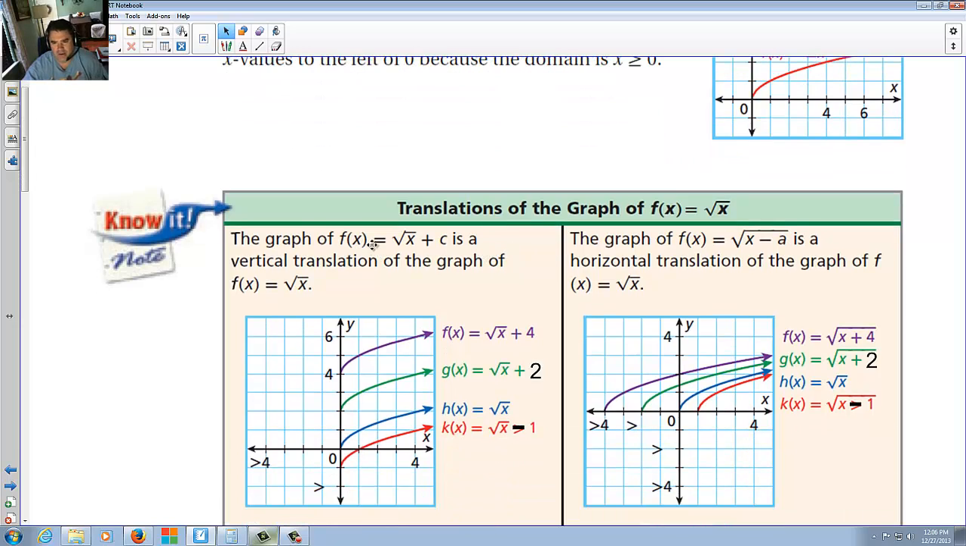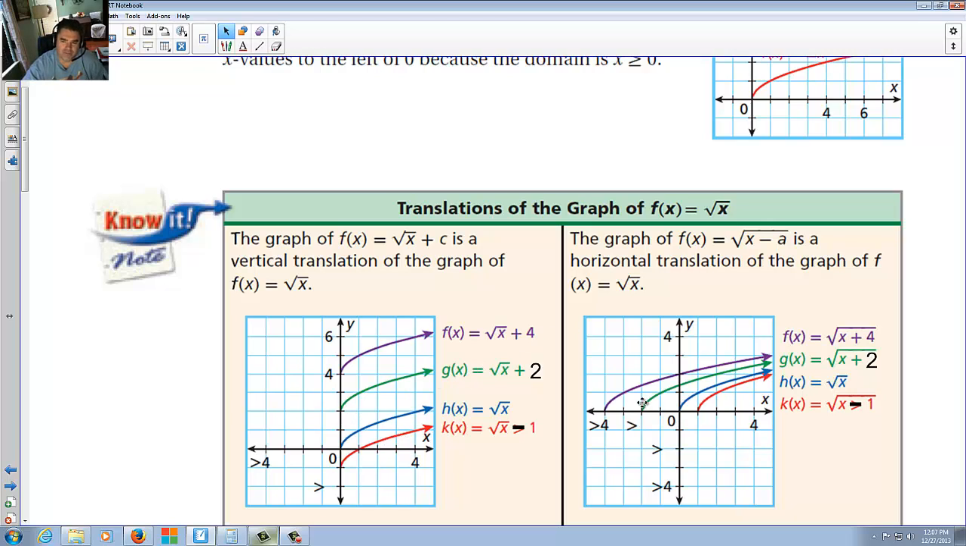So you go ahead here, root of x plus c, in other words the y-intercept value. Remember the y-intercept. So root of x is right here, that's the blue line. Root of x plus 2, you start at positive 2, and then you root off. Square root of x plus 4, start at plus 4 and root off the x. Square root of x minus 1, go to minus 1 and square root of x.